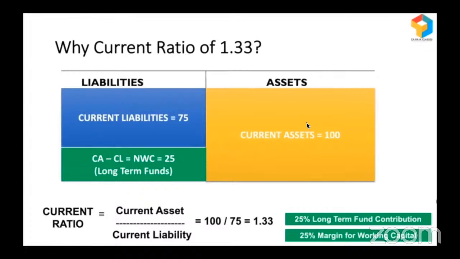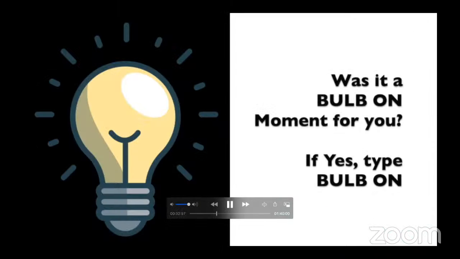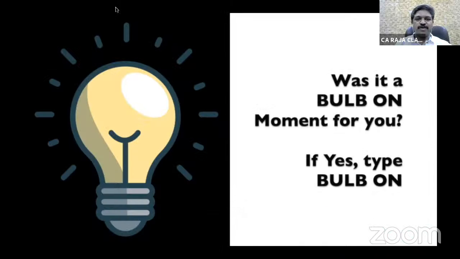If it is greater than 1.33, then there is greater than 25% contribution, and if it is less than 1.33, then there is less than 25% contribution. And that's the reason most banks insist on a current ratio of 1.33. So this is the logic behind the minimum current ratio of 1.33.